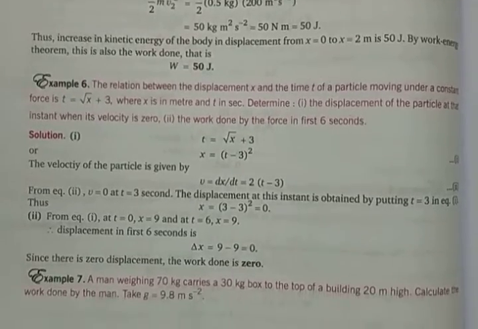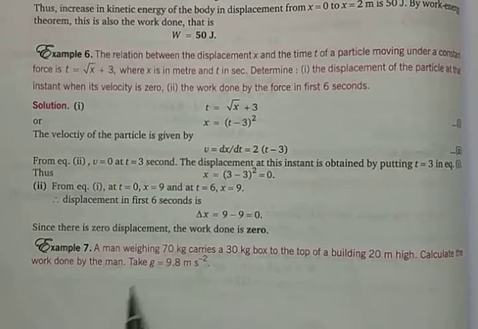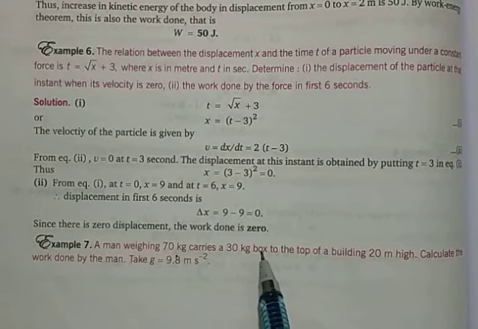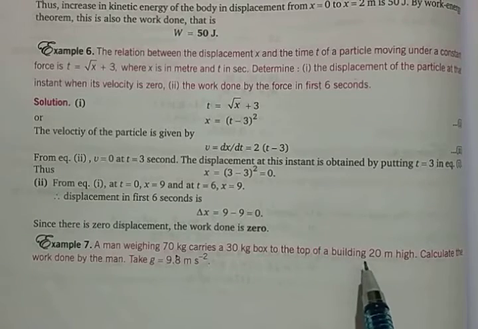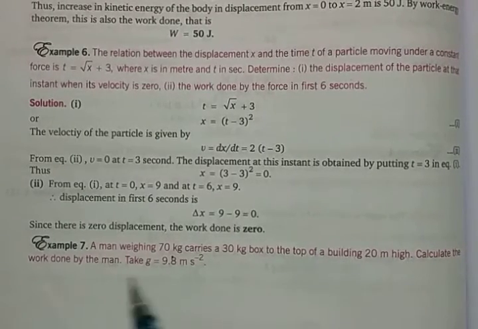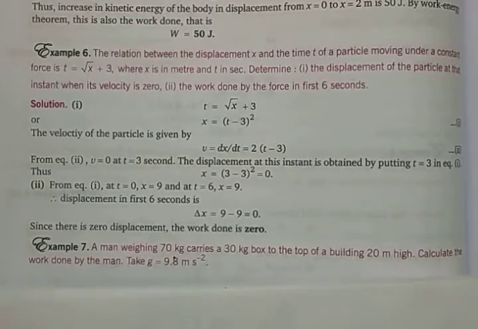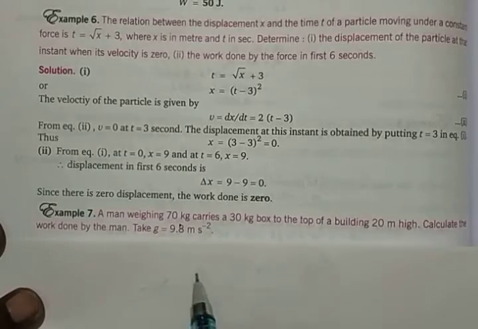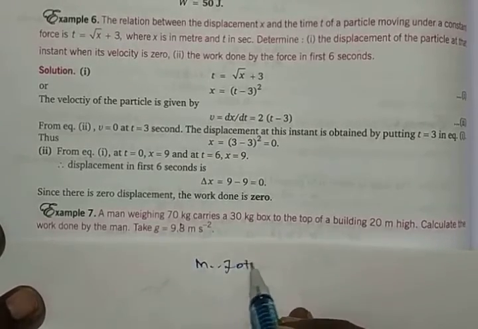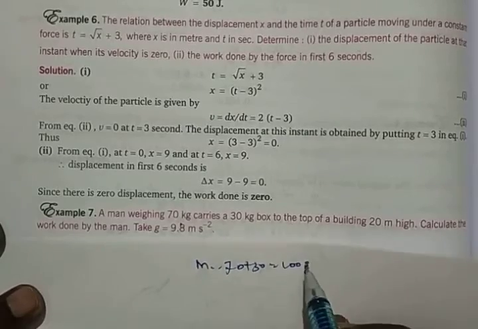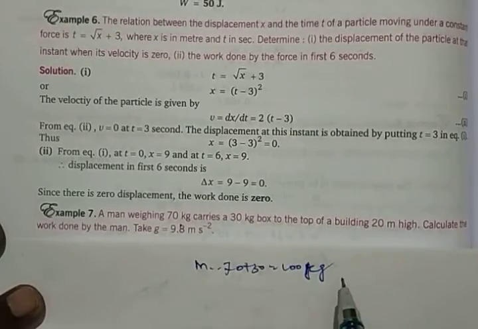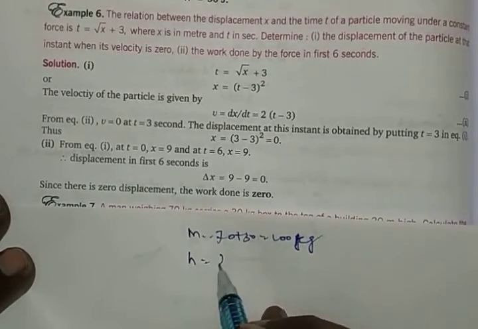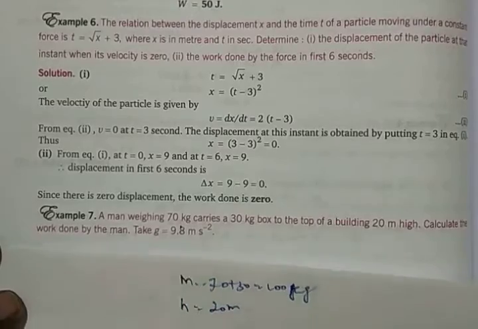Question number 7. A man weighing 70 kg carries a 30 kg box to the top of a building 20 meters high. Calculate the work done by the man. It's a very, very simple, easy question. So mass is going to be equal to 70 plus 30, 100 kg total. What is the height? He is taking 20 meters. g is already given, 9.8.